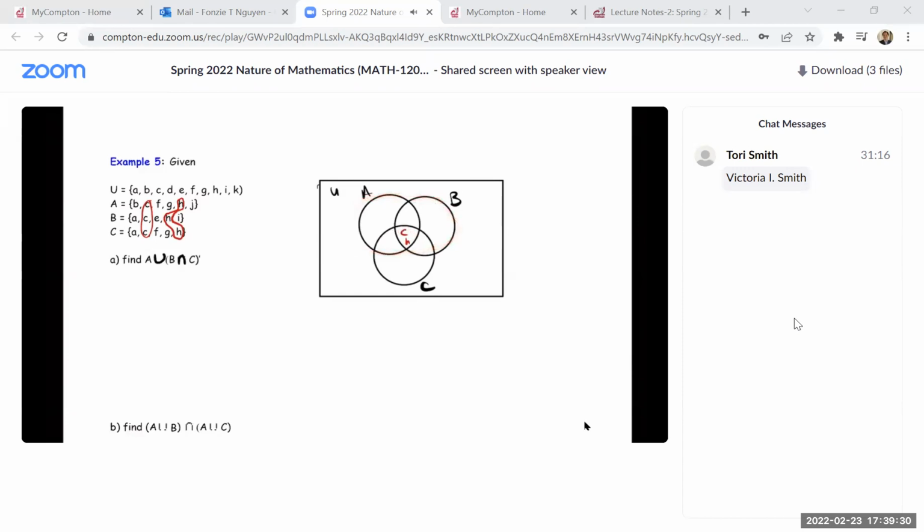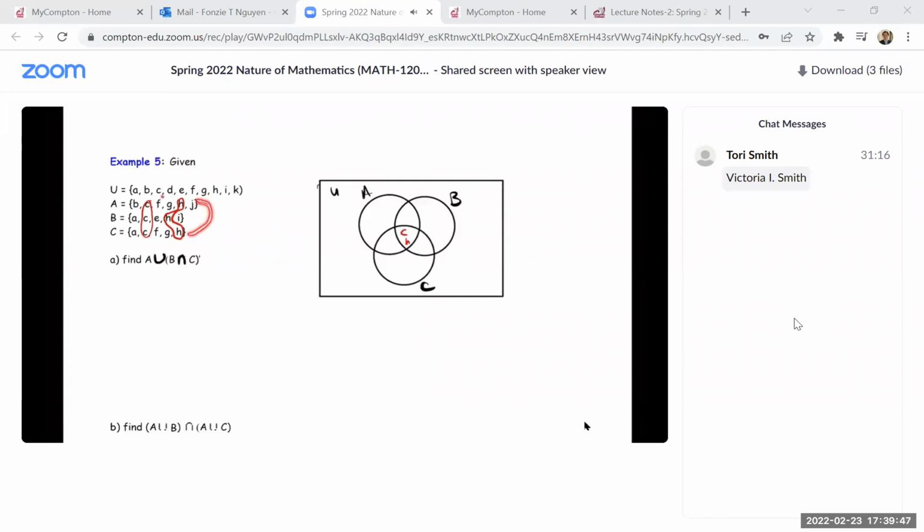What do A and B have in common? Anything else? No, just that. Yeah, that was it. Okay. What about A and C? Do they have anything else in common?